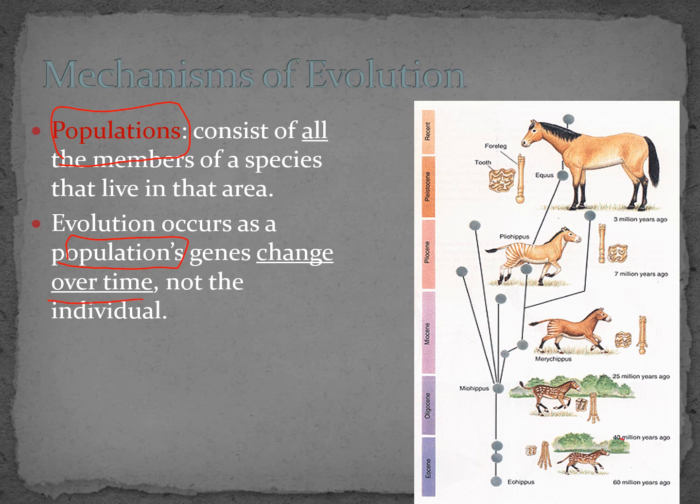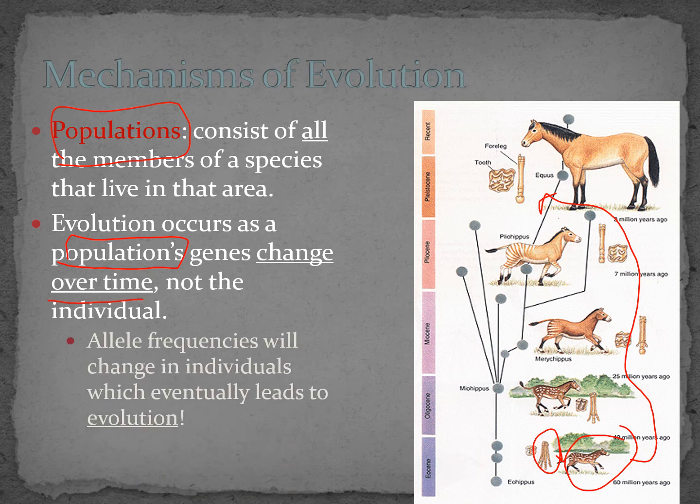Like a horse back in the day used to be really little. He actually had like 4 toes. Now look at the horses now. So this is allele frequency, which will change in individuals and actually changes into evolution.